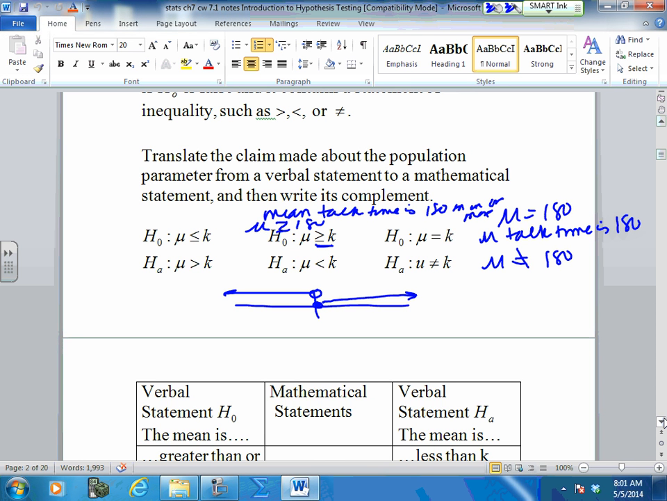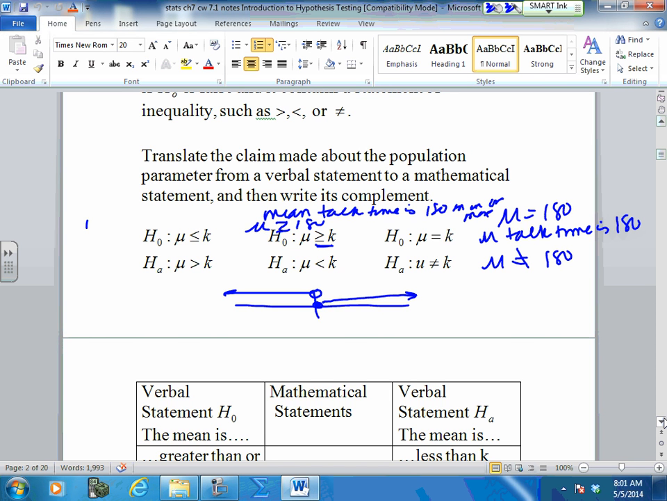And if I say my mean talk time is 180 minutes or more, I write that statement as the mean greater than or equal to 180 minutes. Good so far? The complement of that is everything this isn't. So it has to be less than 180. I've got to get the rest of this number line. I can't use that point because it was already used. So there's my less than. Do you see it? That would be your alternative hypothesis.